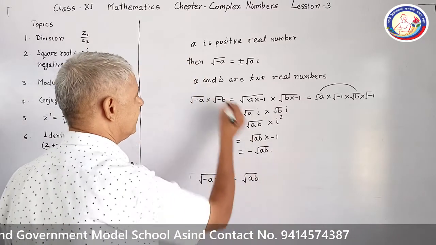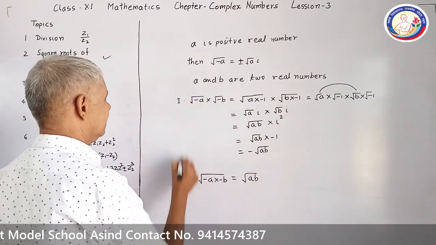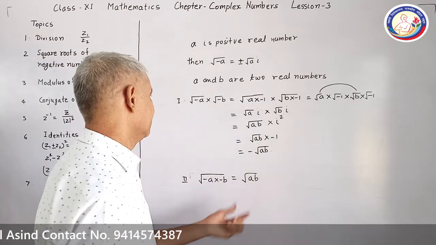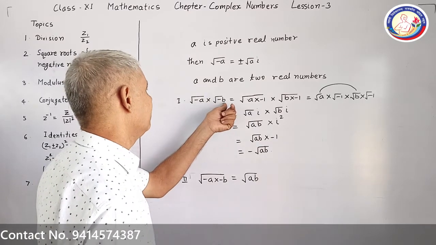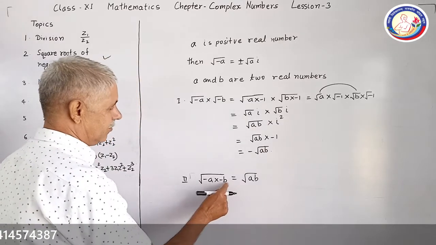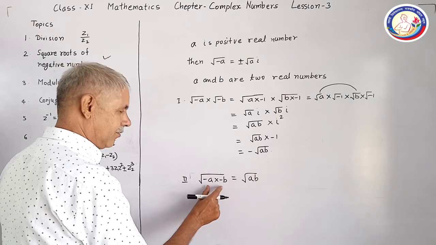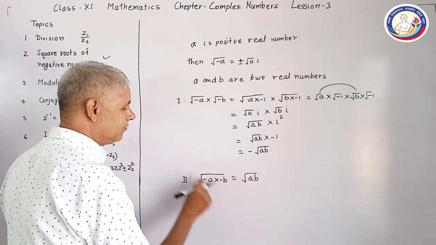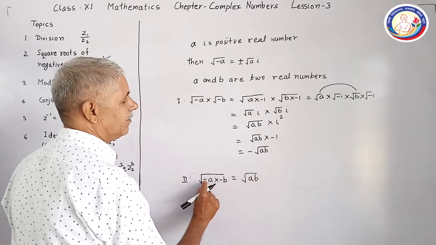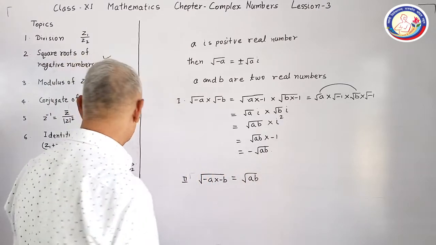So, taking into consideration both results, this is the first result and this is the second result. This is the product of square roots of two negative numbers, and this is the square root of the product of two negative numbers. It will be ab, because minus and minus multiplied give a positive number. So here a contradiction arises.